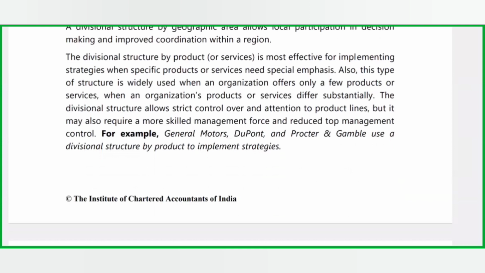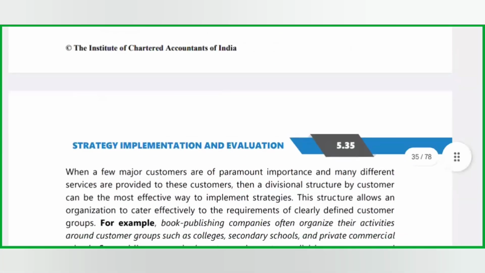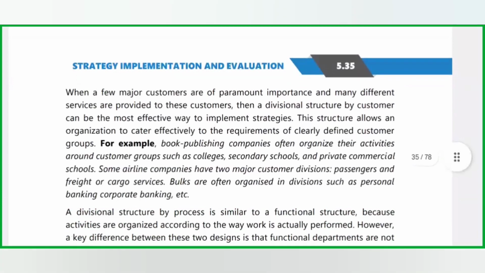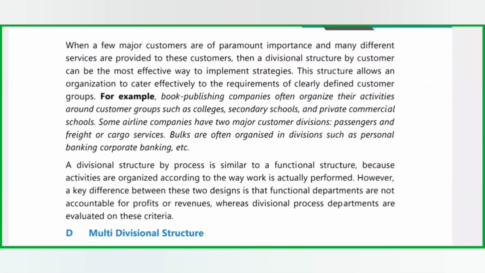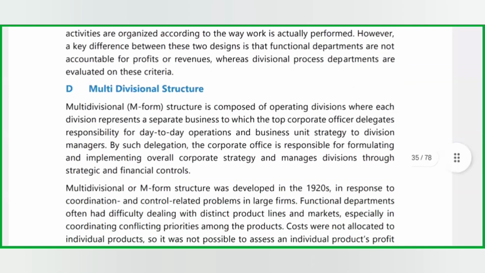They use divisional structure by product to implement strategies. Is the divisional structure clear to you? Yes, ma'am. Okay, so divisional structure by process is similar to functional structure, but activities are organized and performed in another way, because the key difference in both is that functional departments are not accountable for profit, but divisional managers are looking into these criteria as well.